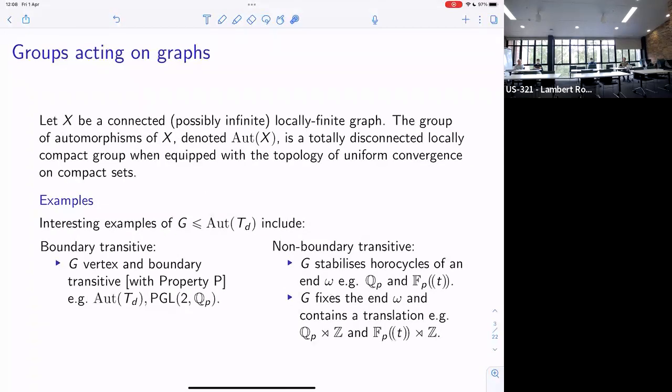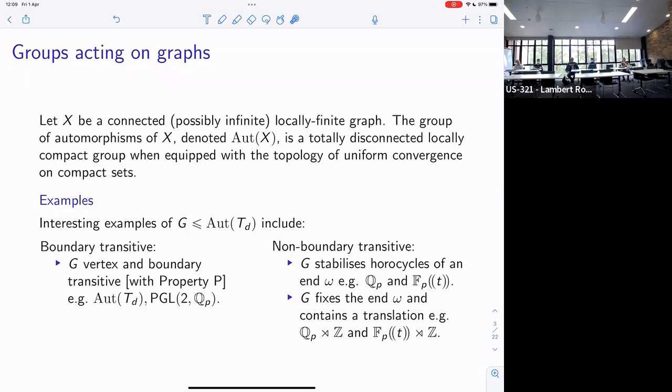And in this talk, I'm interested in automorphism groups of D-regular trees and their representation theory. So whenever we have a connected locally finite graph, then the automorphism group of this graph, when equipped with the topology of uniform convergence on compact sets, is a totally disconnected locally compact group. And I'll abbreviate that as TDLC group for the remainder of this talk. And prototypical examples of such groups are the automorphism groups of a D-regular tree.